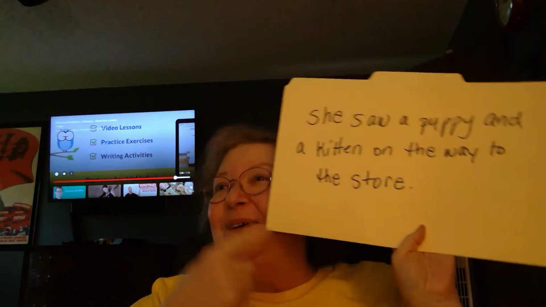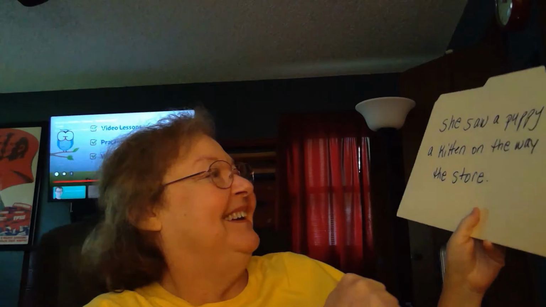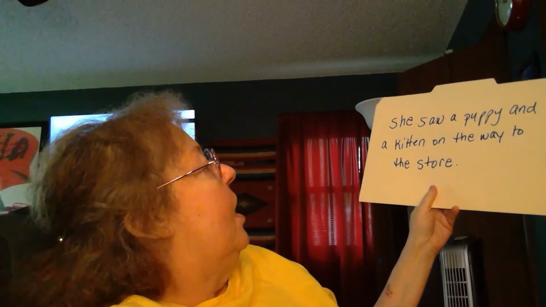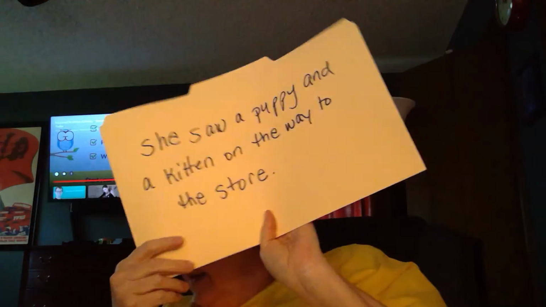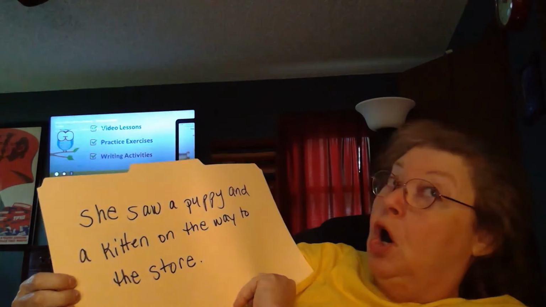Sure, how can we put this sentence back together again? Let's see how we can put that back together again. Maybe she saw a puppy and kitten on her way to the store. Okay, maybe she could just insert the word her way to the store. Sometimes you have to add another word.